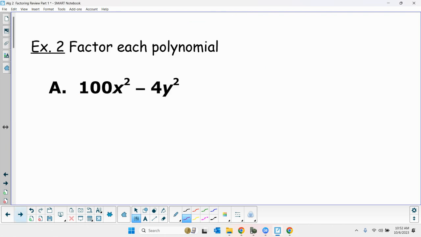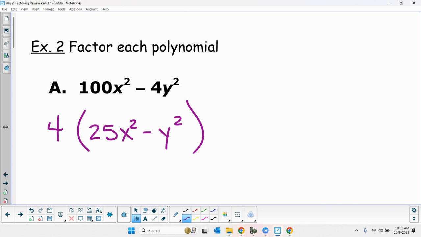Is there a GCF? First thing I always look for. Yeah, Patty, what is it? No, bigger. I want the greatest. 2 is a common factor, but it's not the greatest common factor. Yeah, 4. All right? So we're going to take the 4 out. What's 100 divided by 4? So this is 25x squared. What's 4 divided by 4? 1, so just y squared.